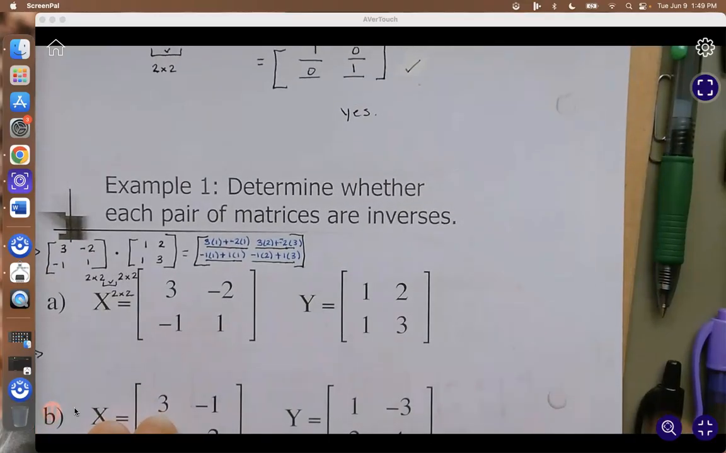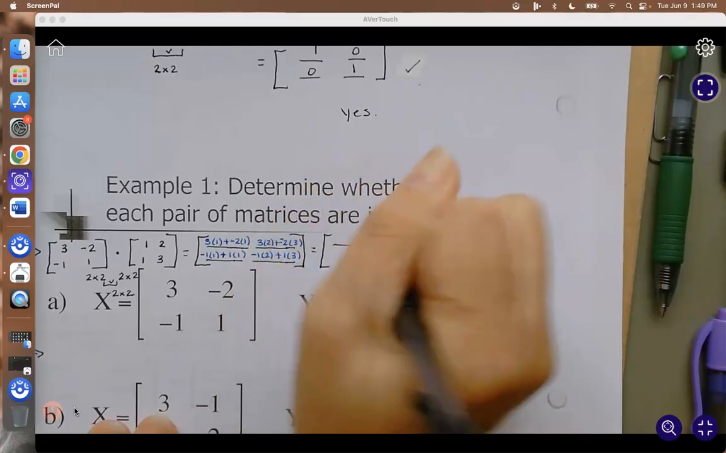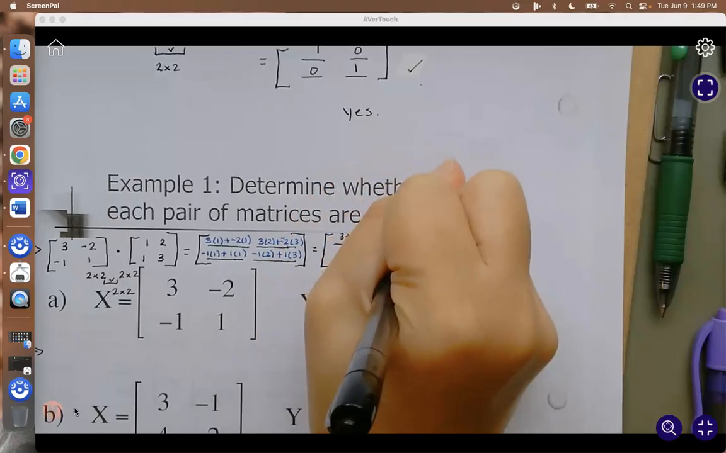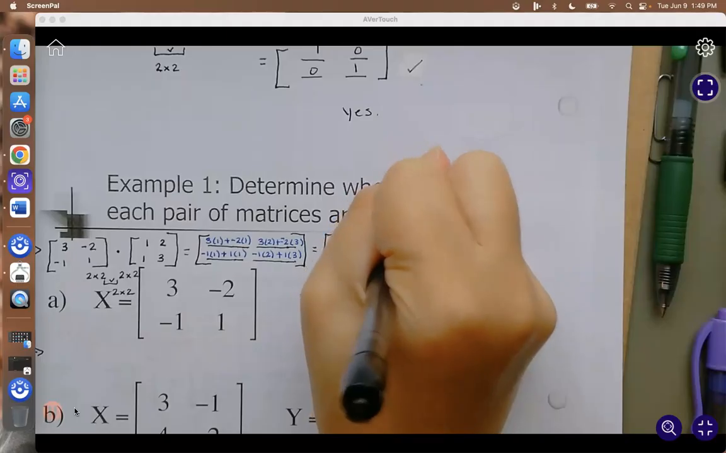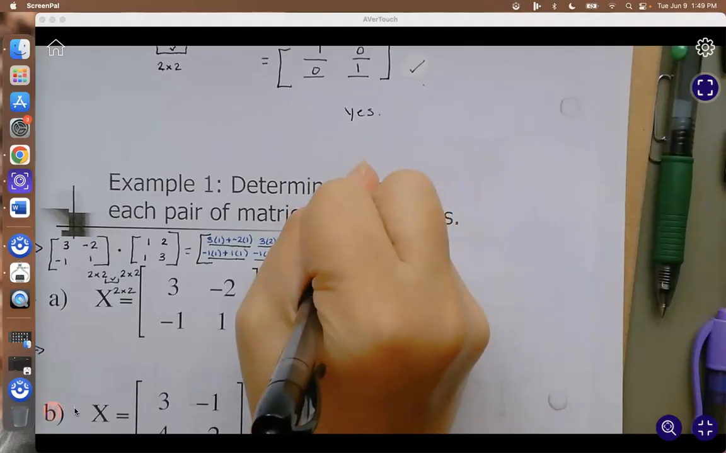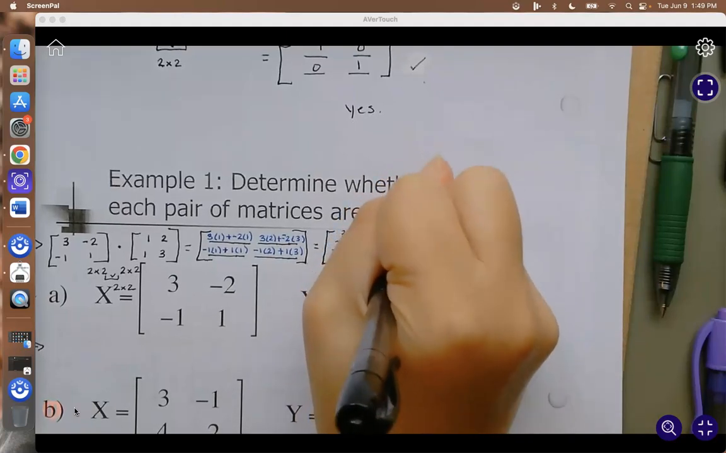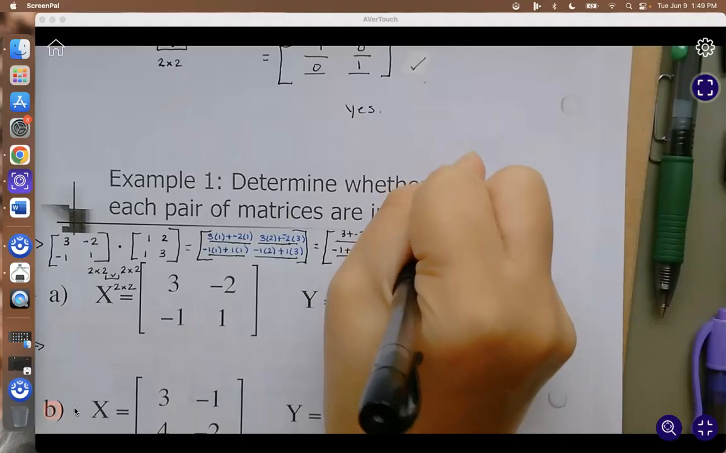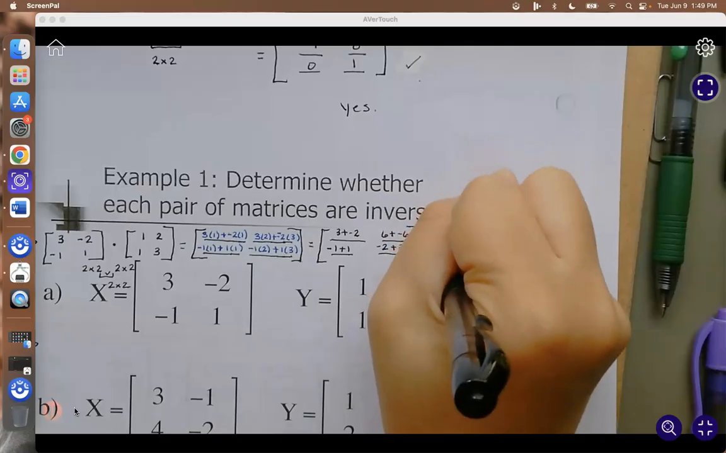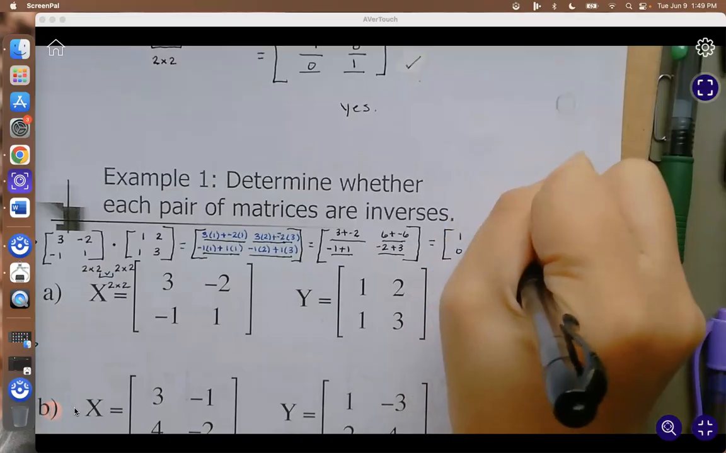Alright, let's see what that gives us. On this first line, that gives us 3 plus negative 2. Second piece gives us 6 plus negative 6. So far, so good. It's looking good. This gives me negative 1 plus 1. It's looking real good. This gives me negative 2 plus 3. And that should have been in green, but here we are. So my answer is 1, 0, 0, 1. So the answer is yes.